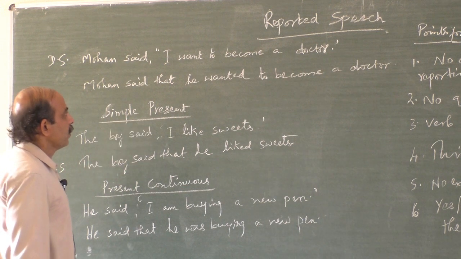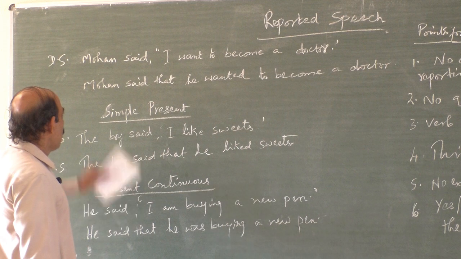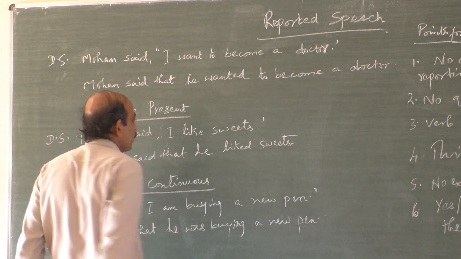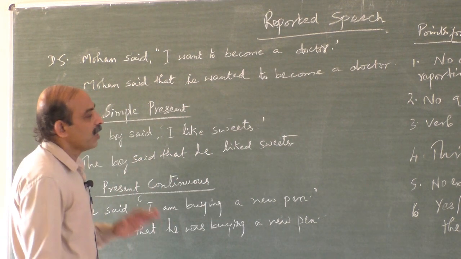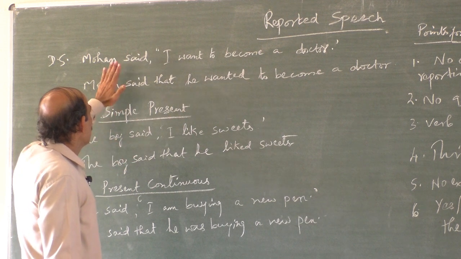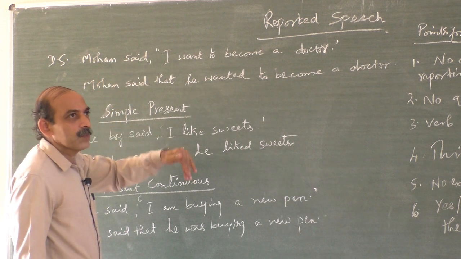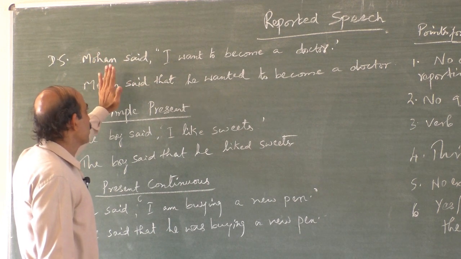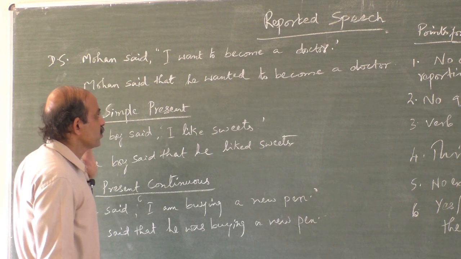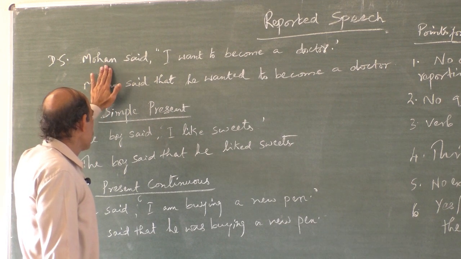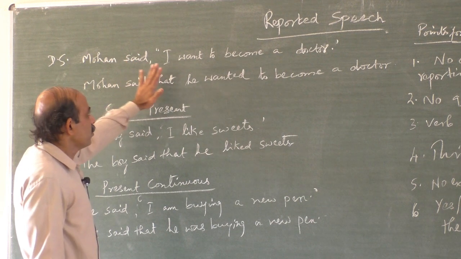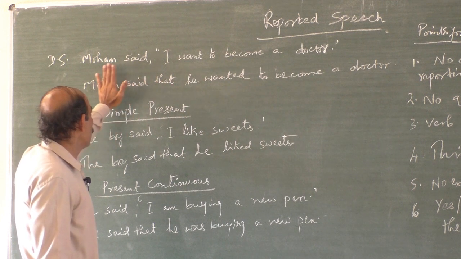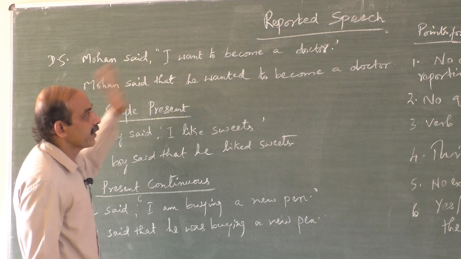So, a very simple example, and this example has got two parts: Mohan said is one part, and I want to become a doctor is the second part. To make you understand, and even many grammar books suggest the same, Mohan said is the introductory part of the direct speech. Mohan is the subject, said is the verb. I want to become a doctor is the direct speech of the person Mohan here. Hence it is direct speech.